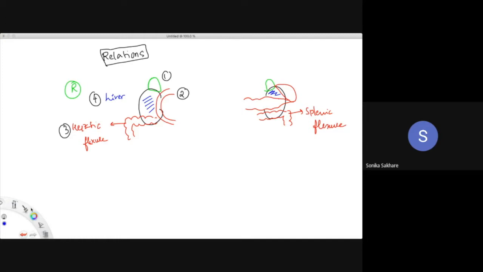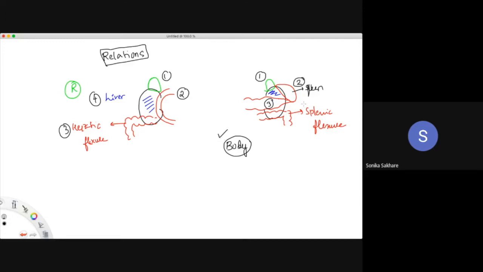Can we name them from the beginning? One, the left adrenal gland. Two, spleen, very good. Then three is pancreas. The tail of the pancreas or the body of the pancreas? Body. Very good. Body, not the tail, because the tail will go into the hilum of the spleen. So the right answer will be the body of the pancreas.